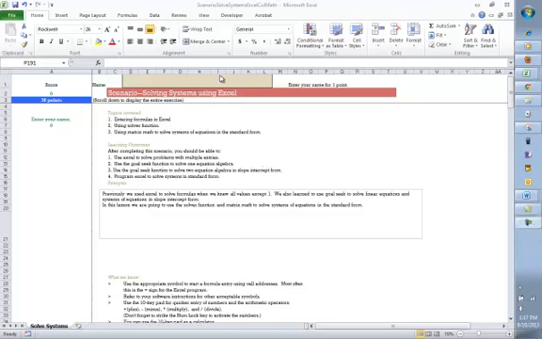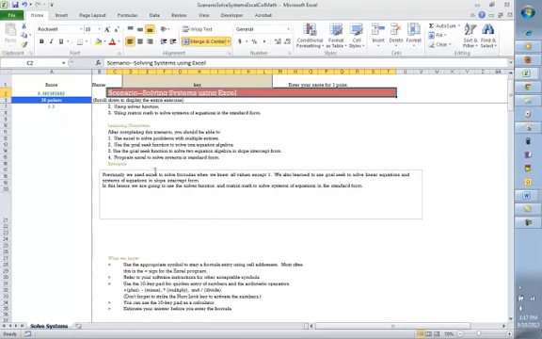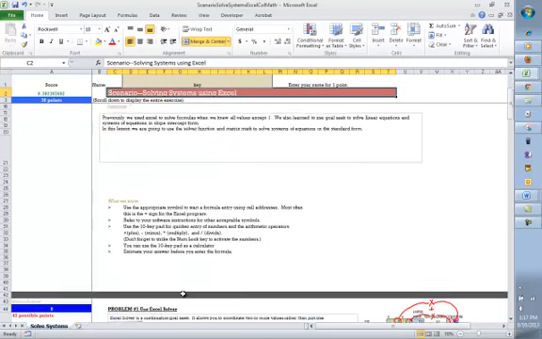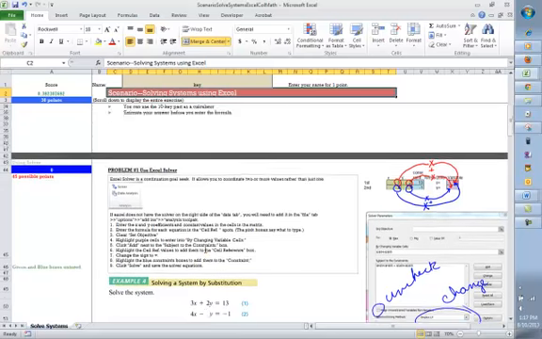We can use the Excel files to solve systems of equations. First, make sure you enter your name because you get a point for that. We're going to use Excel Solver with multiple entries. Let's see how it works here.